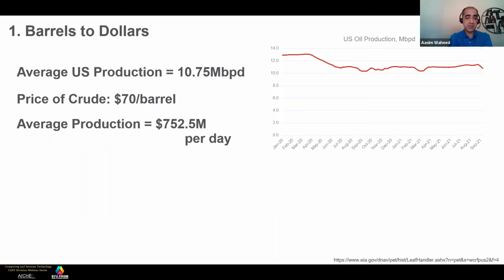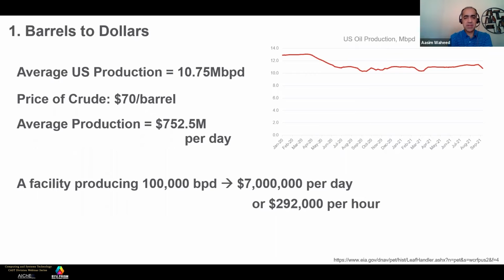That's a very big number, and this is just one day. Now consider just a single facility that's producing 100,000 barrels per day. That, by the way, would be a relatively large facility. Typical facilities, you can assume, are around 10,000 barrels a day. I'm picking a relatively large facility.